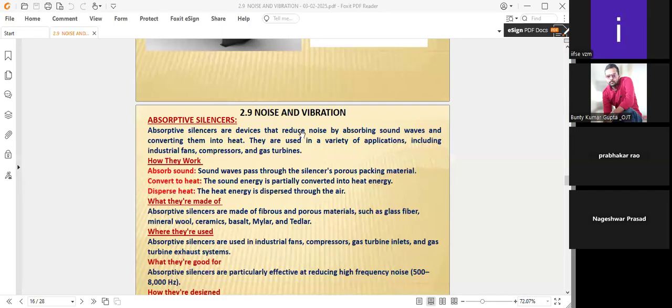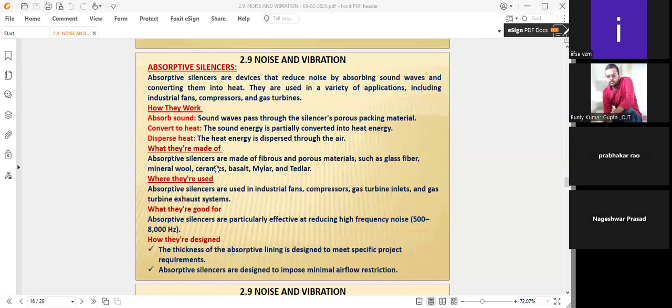Only the organization has to look after how the heat will be reduced, and how best we can use the cooling technology for the employees. The applications are already told: the industrial fans, compressors, and gas turbines. Before going to the third one, what are they made of? These are the materials that are used here.